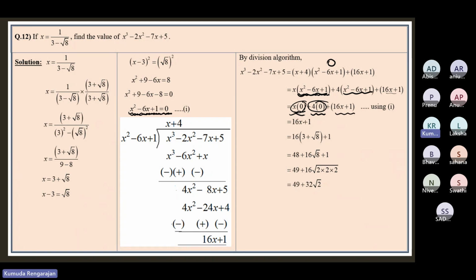Now take the value of x. What's the value of x? x is equal to 3 plus root 8. So 16 3s are 48, plus 16 root 8, plus 1. So 48 plus 1 is 49. 16 root 8 can be written like this, and a 2 will come out. So 16 2s are 32 root 2. So the value of this expression is 49 plus 32 root 2.